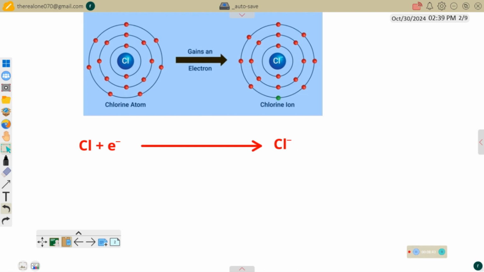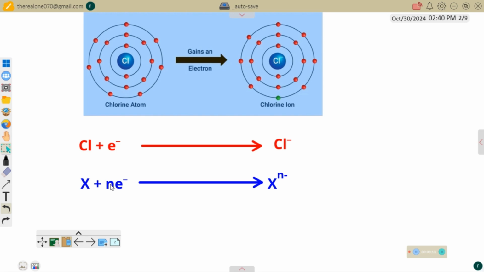So we can represent the general ionic equation for all non-metals as follows. Let me interpret this. X plus n e raised to power minus gives X n minus. So X represents a general non-metal. It can be chlorine, it can be fluorine, it can even be nitrogen. Now, n represents the number of electrons that this non-metal can gain.